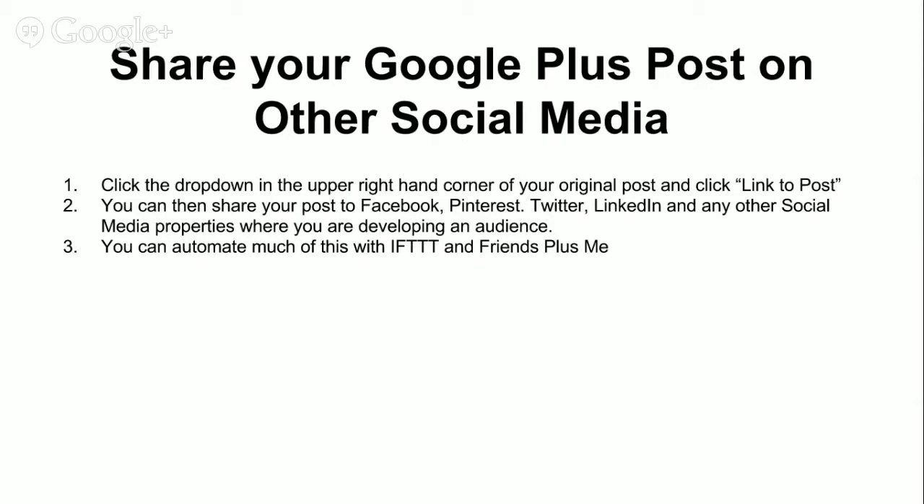Okay, so now this is real basic, but I'll run through it anyway in case somebody's looking at this that doesn't know about it. If you look at any original post that you've done on Google Plus, there's a little drop down at the top right of the post. If you click that, you'll have a drop down, and one of the things you can do is click on the link to post. I'm going to show that because I think that's a really good tip.